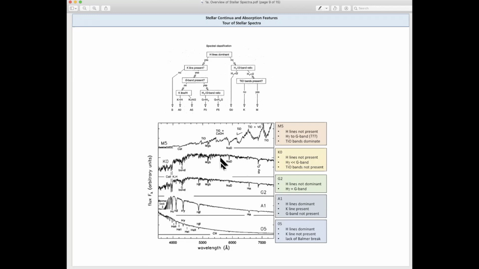Let's look at this K0 star. Okay, are the H lines dominant? I'd say no. So we go down this road. What's the ratio of the H gamma to the G band over here? Looks like the G band dominates to me, right? So G band dominates over H gamma. So we're going to go over here. Are there TiO bands present? No. Okay. Bada bing. Pretty simple.